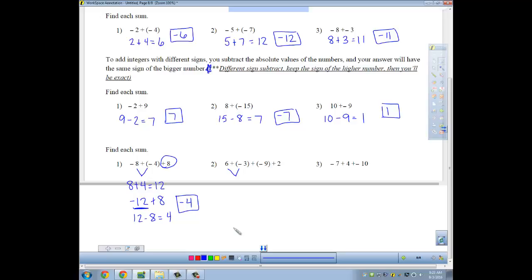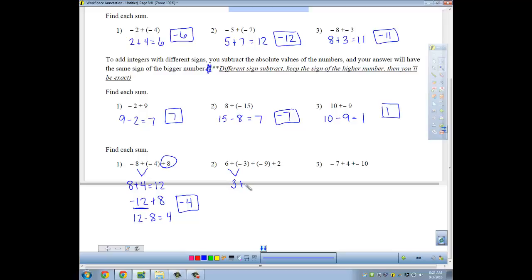Number 2, 6 plus negative 3. So we have a positive 6 and a negative 3. Those are different signs. Different signs subtract. So 6 minus 3 is 3. And then keep the sign of the bigger number. The bigger number was 6, so it's a positive 3.